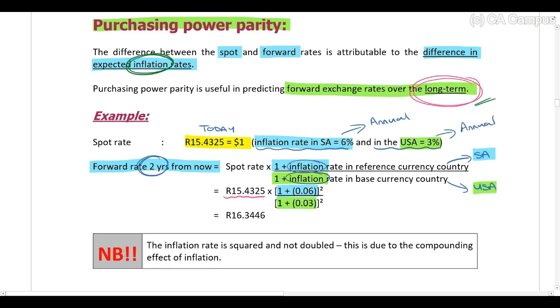However, we need to calculate the forward rate 2 years from now. So I must put both of these to the power of 2 so that I get the forward rate 2 years from now. If you want the forward rate 3 years from now, you then need to put that to the power of 3. Okay, and you can then calculate the forward rate in 2 years' time. So up until this point, please make sure you are happy with all of the different calculations that we've looked at in how you can take a spot rate and you can use the information given in the question in order to calculate your forward rate.